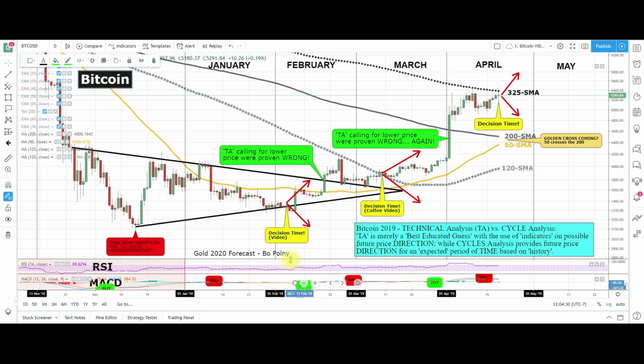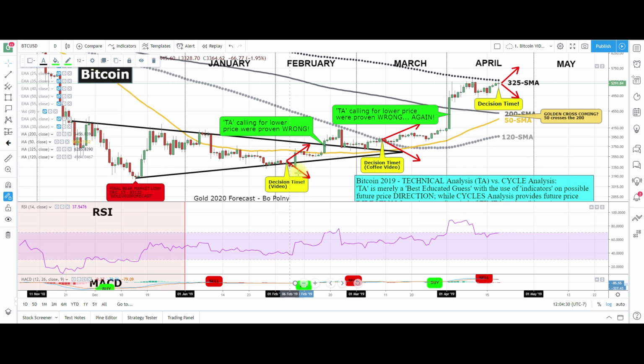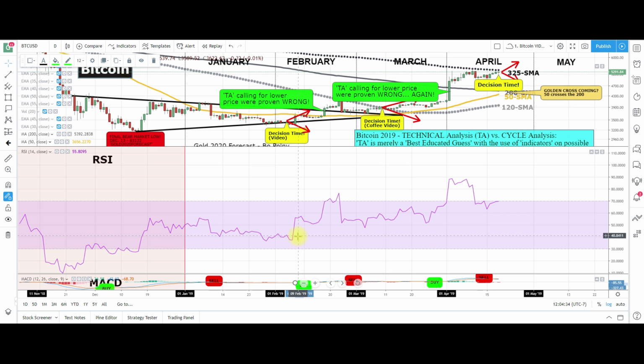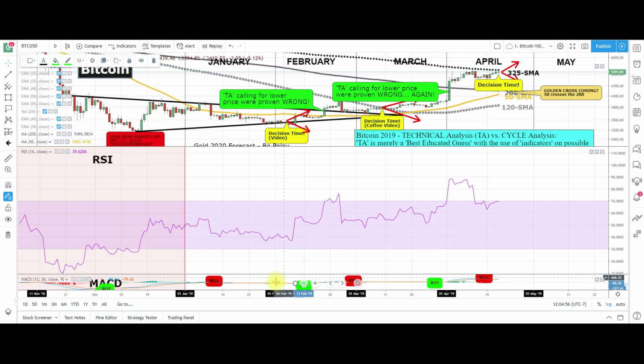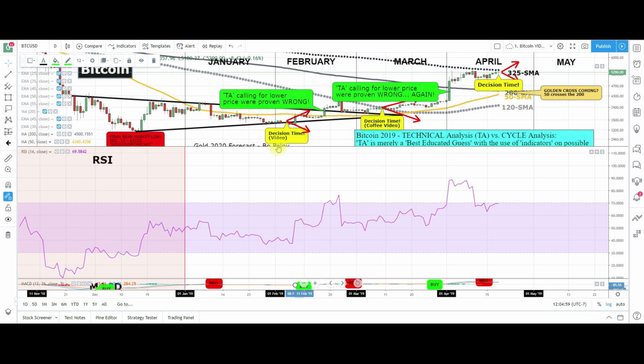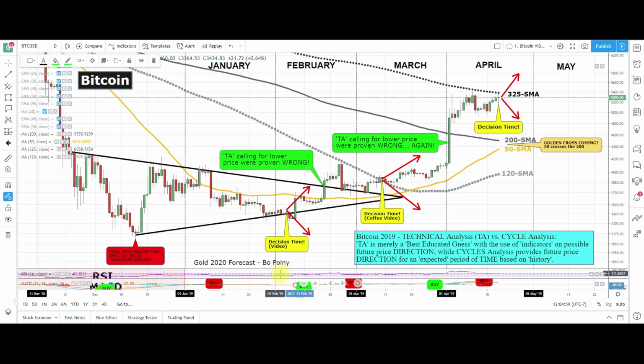Now, at that point in time, we can look at the RSI and you'll see the RSI indicator only jumped higher at the point where Bitcoin spiked higher. Same thing with the MACD. The MACD was in fact undecided until turning to a buy signal after Bitcoin had jumped higher. So both the RSI and the MACD were following indicators and not leading indicators. So they missed the price move.